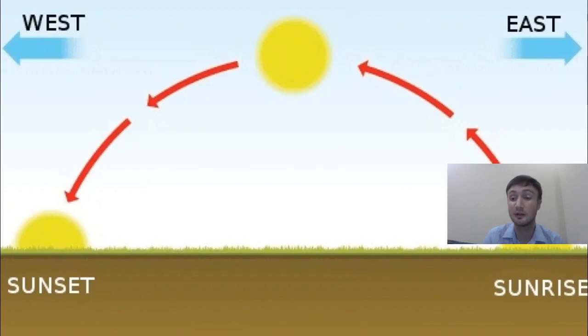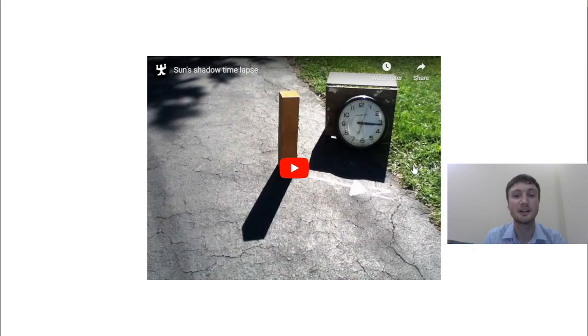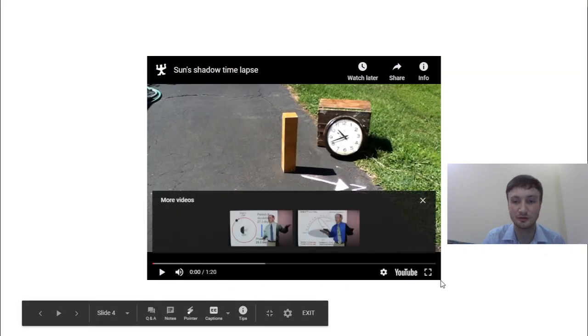Also, I hope you already know this. The sun rises in the east and sets in the west. Why? Because the earth is spinning. Great. Okay, so we're going to look at a time lapse of sun causing shadows.